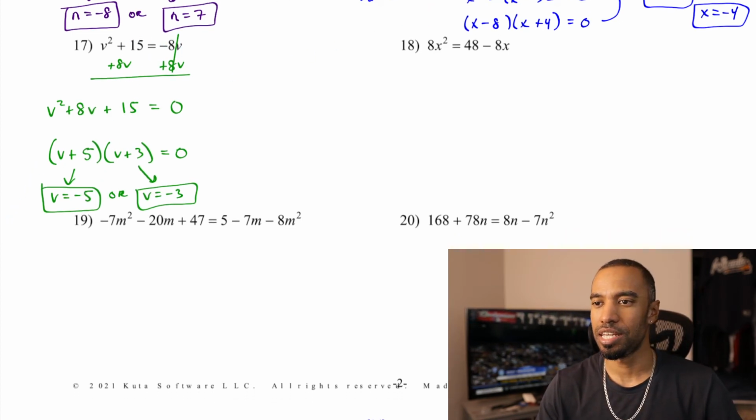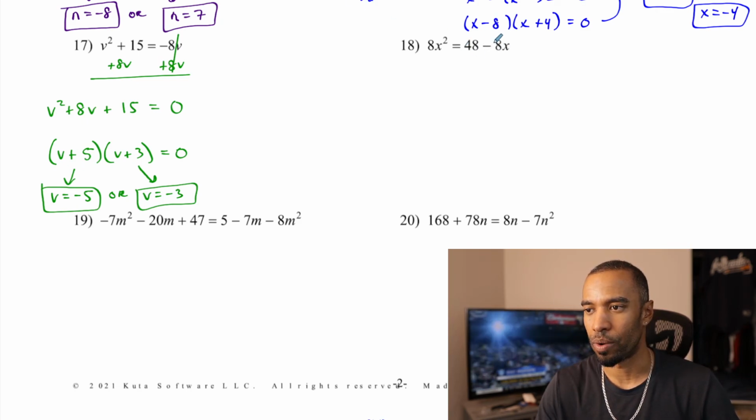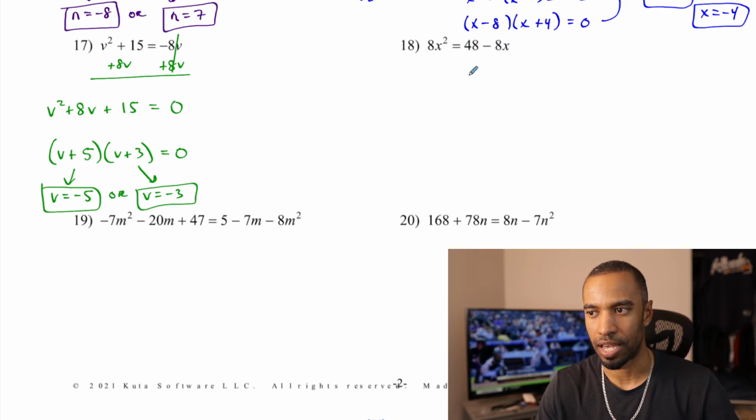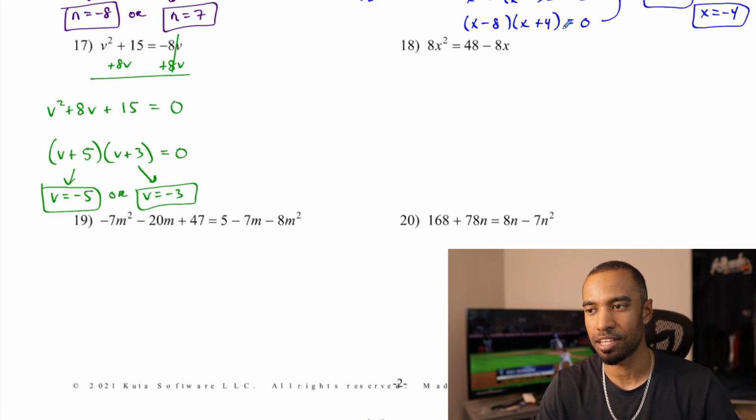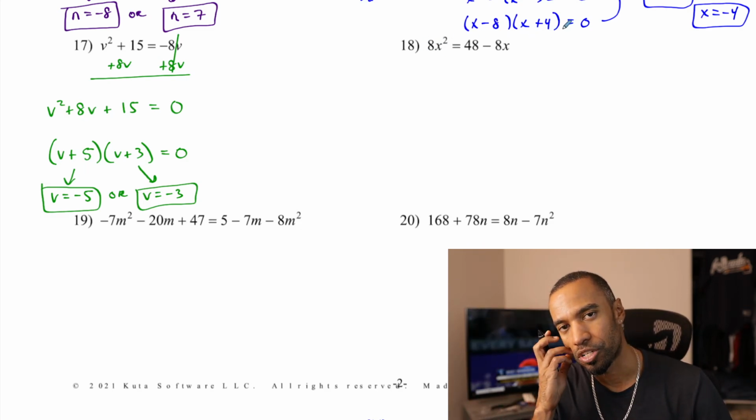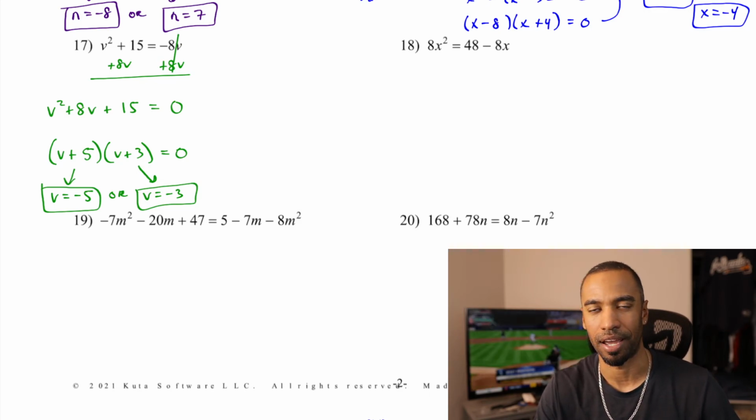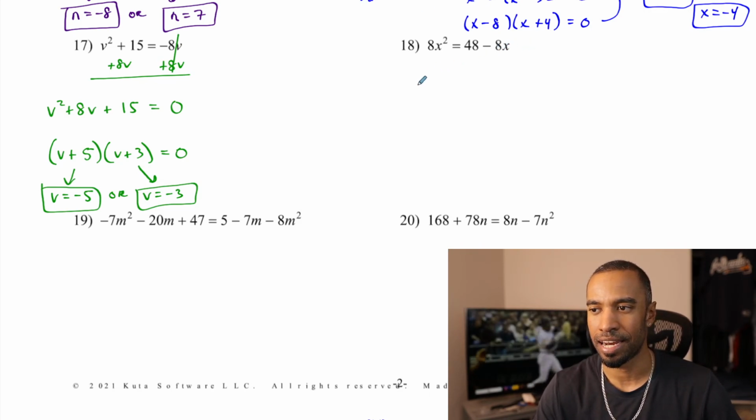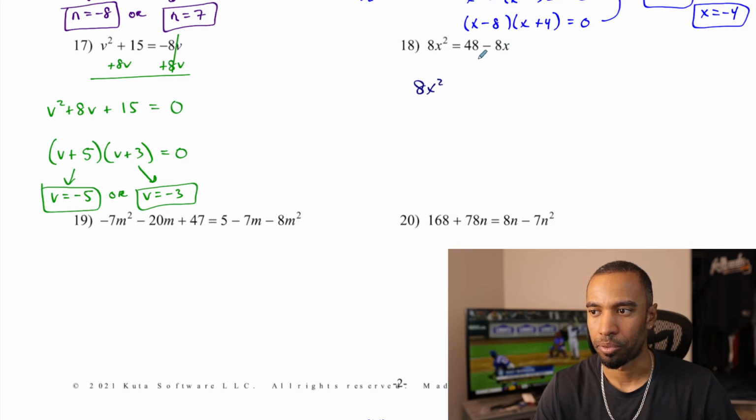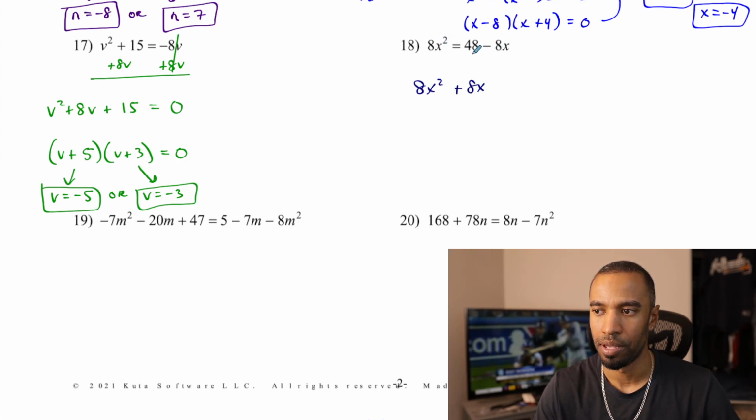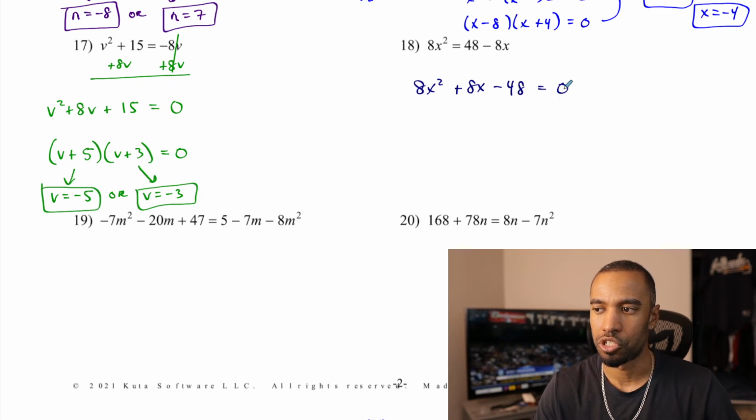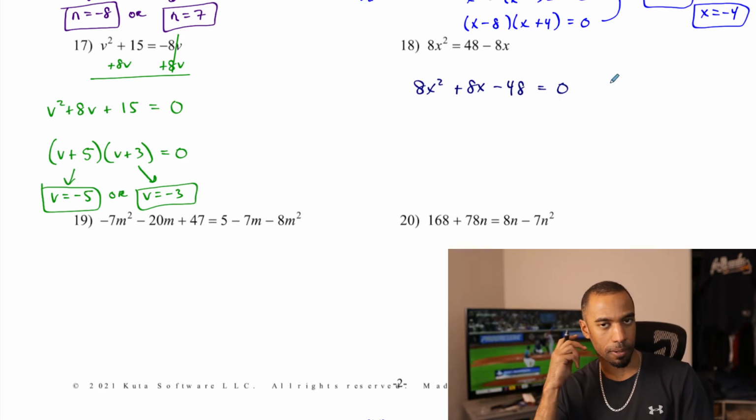All right, number 18. Now I have two terms on this side of the equation. I really want to move them over to this side. You might say, well, let's subtract the 8x squared over. See, I want to keep my x squared term positive, and I don't want to deal more with factoring out the negative later if I don't have to. So I'd rather add the 8x over, plus 8x, boom, and subtract the 48 over. My goal is to get 0 on one side of the equation there.